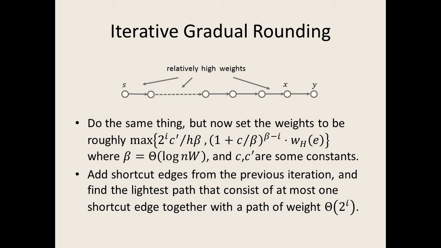To fix this, we introduce the iterative gradual rounding technique. We essentially do the same thing, but now we set the weight of each edge to be roughly this. That is, we multiply the weights here by some factor, as you can see here. And we also add the estimations from the previous iteration as shortcut edges. As estimation now, we take the weight of the lightest path that consists of possibly one shortcut edge, together with the path of weight at most 2 to the i.